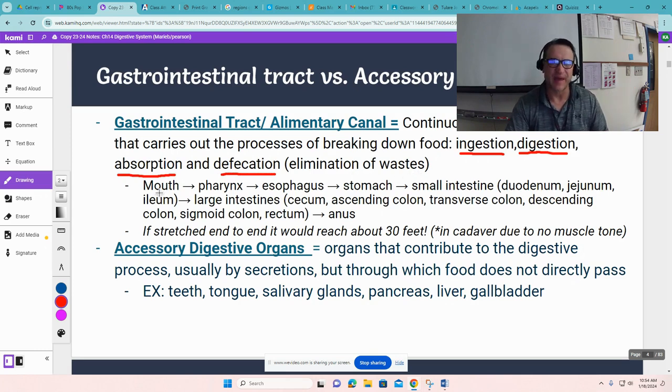All right, so here's the path it takes. The mouth ingests food. The pharynx is kind of like the back of your throat that's going to end up going down the esophagus. The larynx is the top of the trachea.